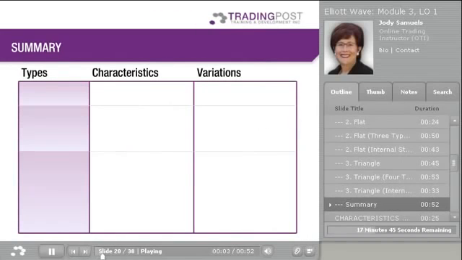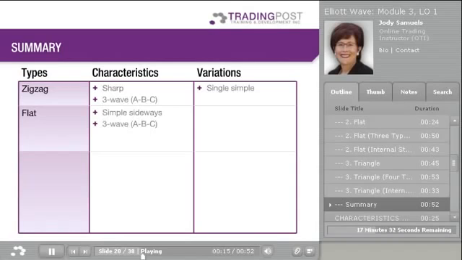To summarize, a zigzag forms a sharp three-wave ABC corrective move. The flat family is characterized as a simple sideways with a three-wave ABC corrective move. It has three variations: regular, irregular, or running, with the B and C leg varying with each variation.